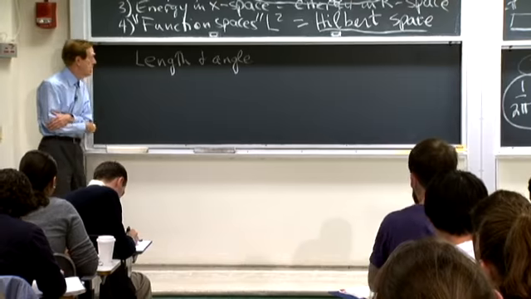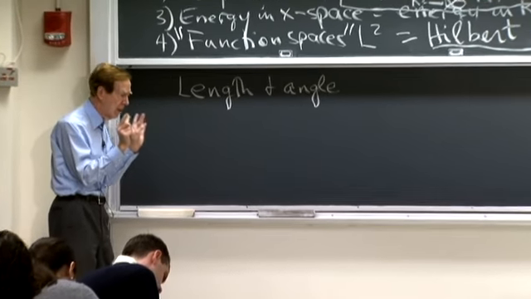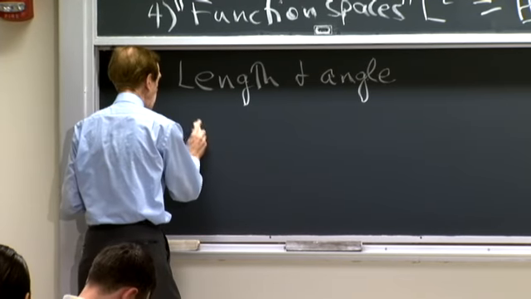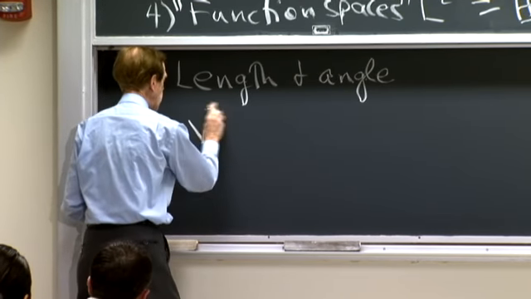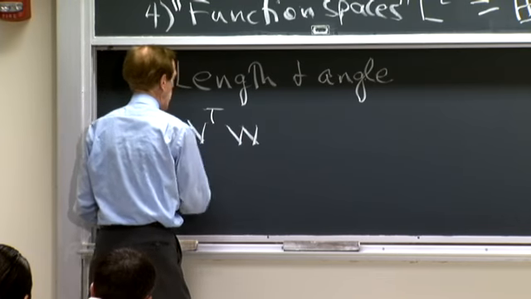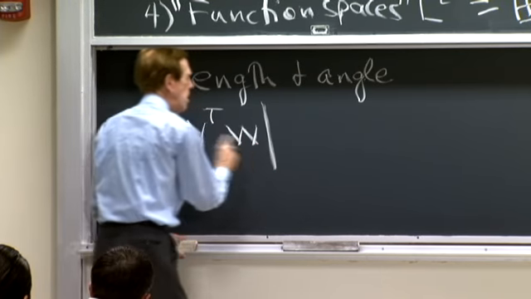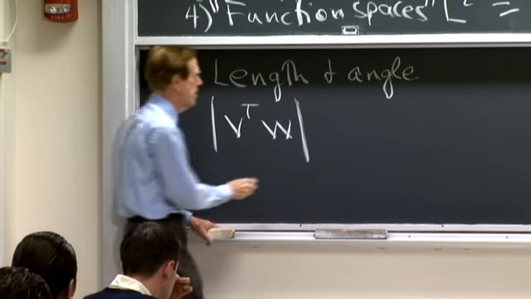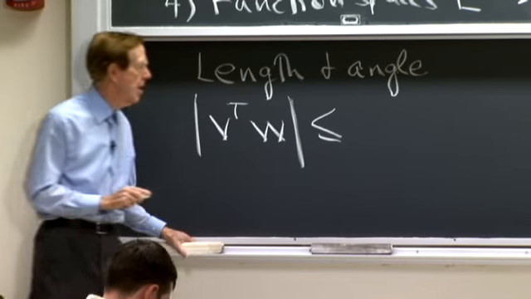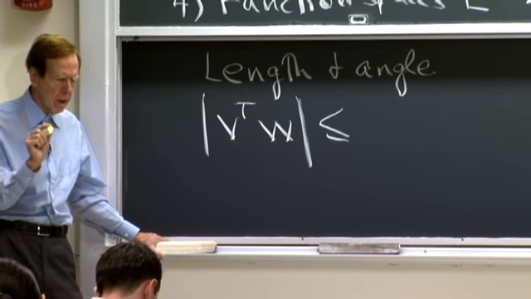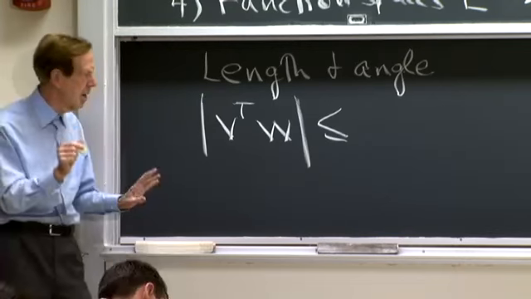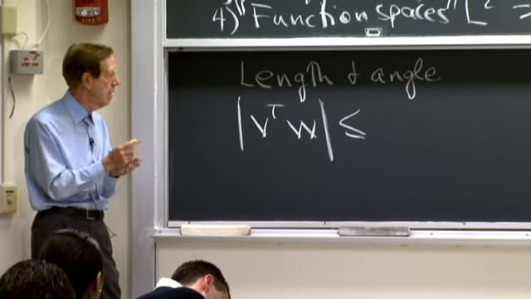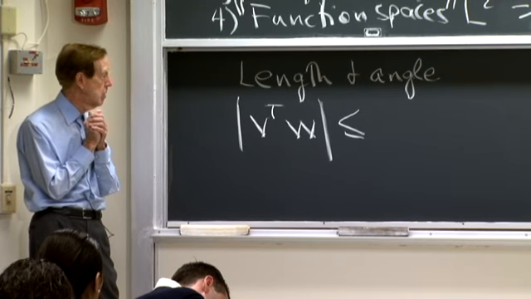Many people would say this is the most important inequality in mathematics, that the dot product of two vectors, do you know what it's called? It's called the Schwarz inequality. Several people found it independently. Schwarz is the single name most often used.